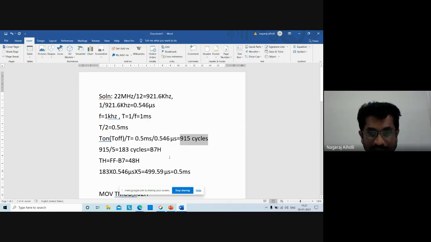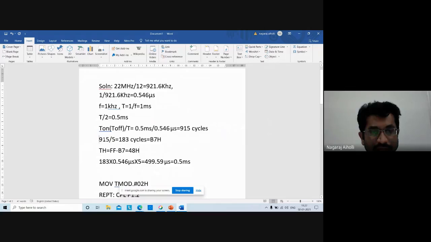Now 915 cycles, if you convert it into hex, will be more than FF, that is more than 255. The maximum value that you can store in the timer register TH0 for timer mode 2 is FF, which is 8 bits. Here 915 is more than 255, so we have to split it. We divide 915 by 5 to bring the value below 255.